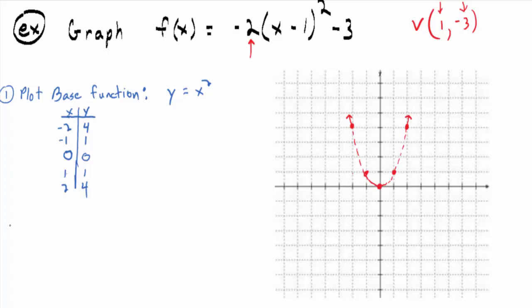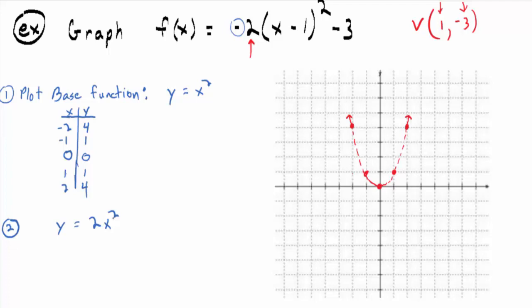So let's talk about what the 2 does. Forget about the negative. What does y equals 2 times x squared do to the original base function? So I'm multiplying 2 times the base function. Does everybody see that? I'm multiplying 2 times all the y coordinates of the base function, 2 times x squared.